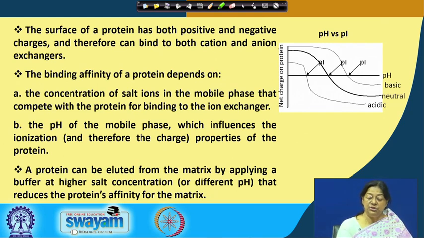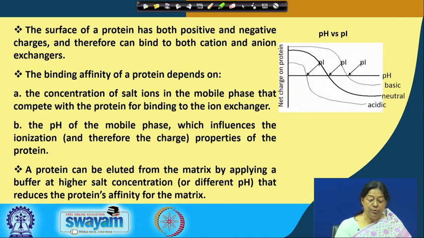So, the binding of this specific protein will depend upon specific features. One is the concentration of the salt ions in the mobile phase that actually compete with the protein for binding. So, it is not a good idea to have a very high salt concentration at the beginning, but we would want that later, so that we have our protein of interest come off the column. The pH of the mobile phase is important because that is going to influence the charge on the protein, and in turn it will influence its binding affinity to the specific matrix that is present in the column.